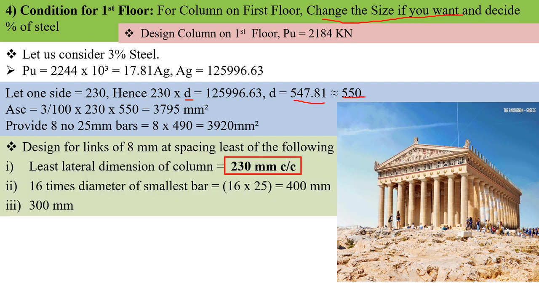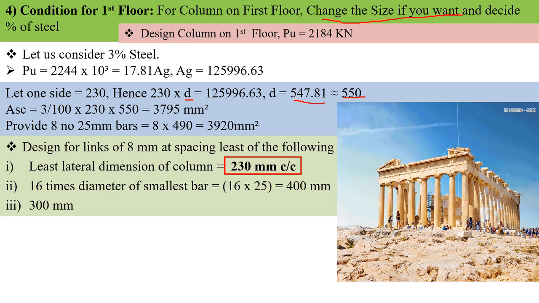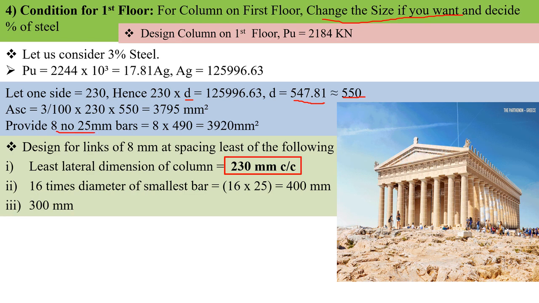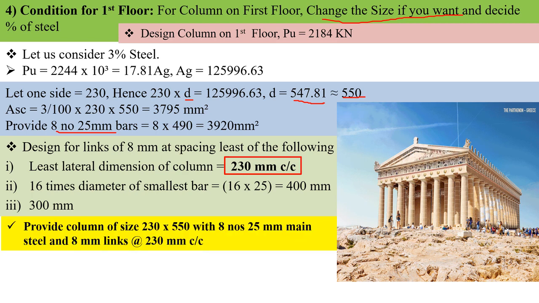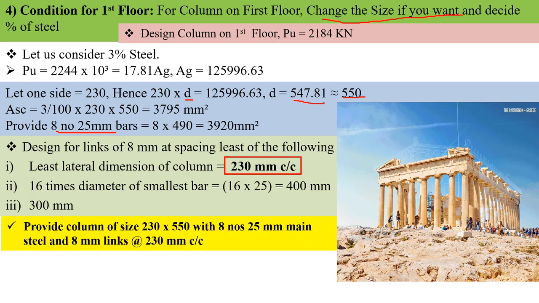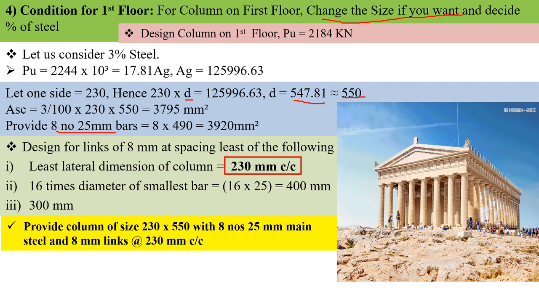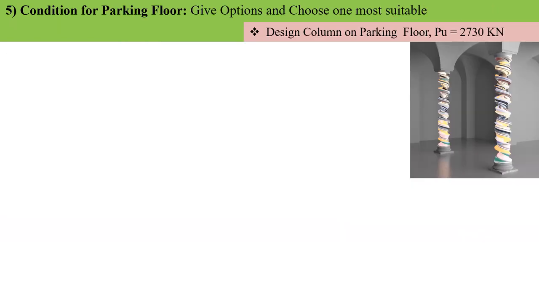Now go for the design of the links. Similarly, the least lateral dimension is 230 mm. Now I am going to use 8 numbers of 25 mm bars, so only the 25 mm diameter of bar is there. So that is the least one also. 16 multiplied by 25, I am getting 400 mm, and the third is 300 mm. So the least is 230 mm center to center. So I'm going to provide a column size of 230 by 550 with 8 numbers of 25 mm bars and 8 mm links at a distance of 230 mm center to center.